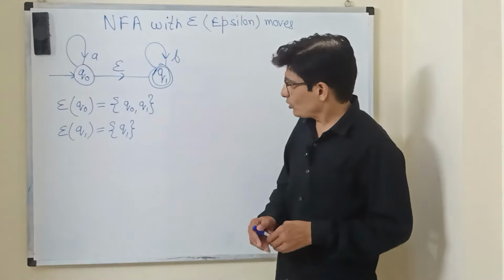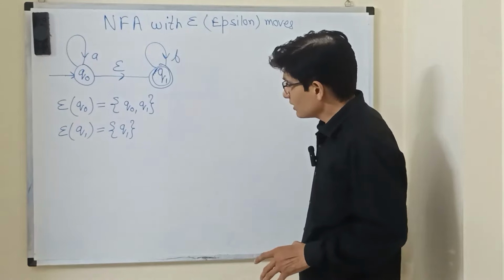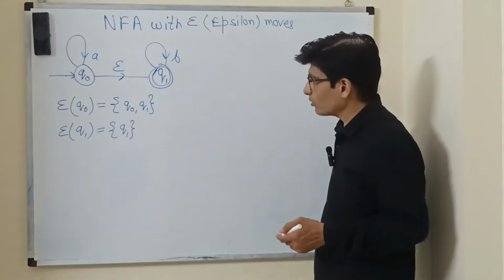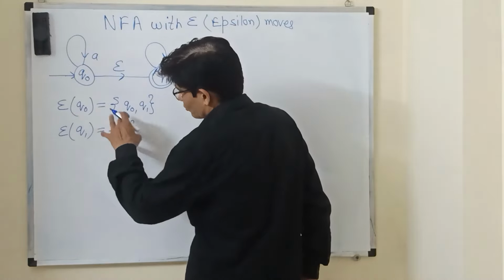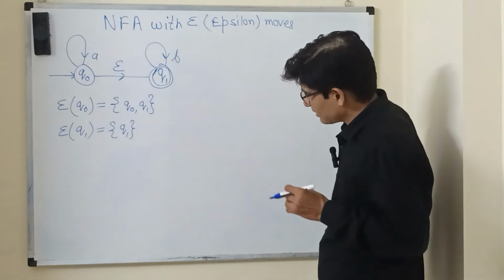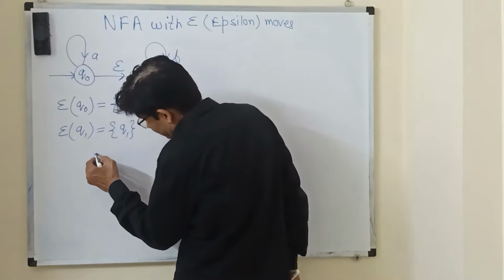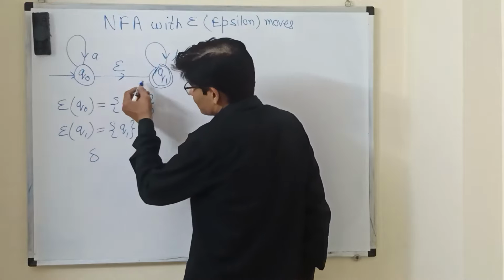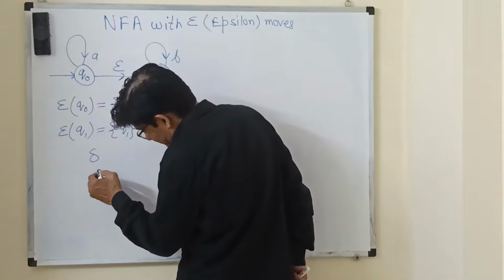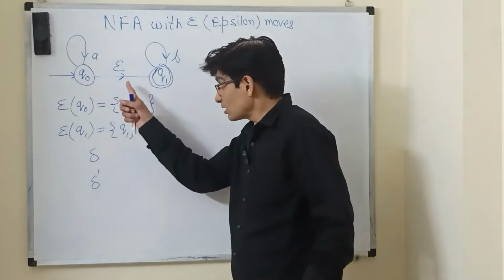So now friends, we are going to convert this NFA with epsilon move to NFA without epsilon move. For this purpose, we are going to use this epsilon closure. And now I will consider one term here, delta. Suppose delta is the transition function of this NFA with epsilon move, and delta dash is the transition function of NFA without epsilon move that we are going to convert into.